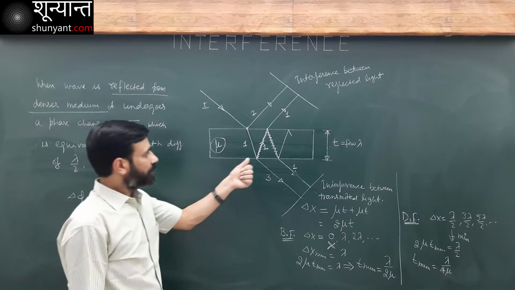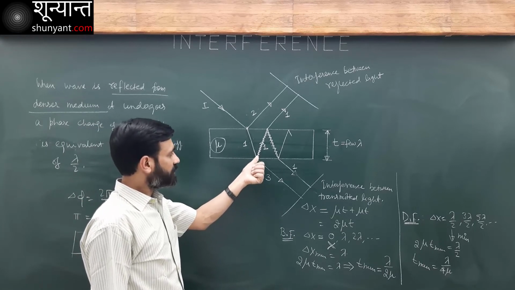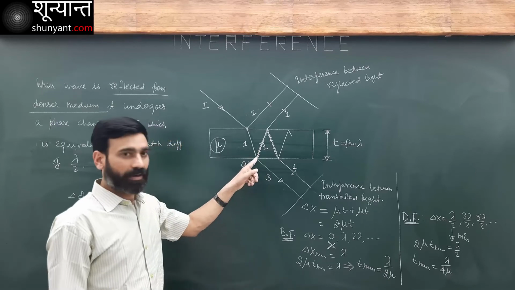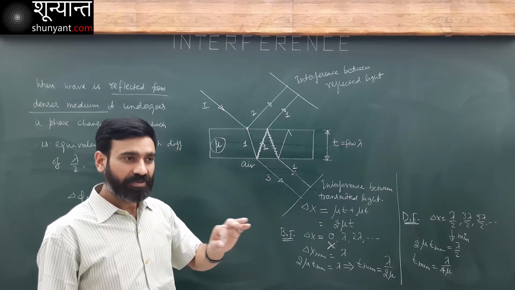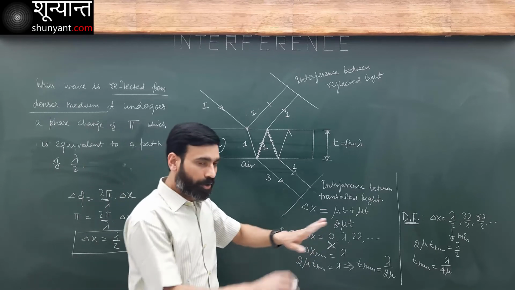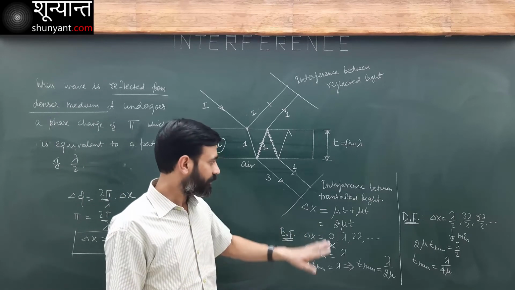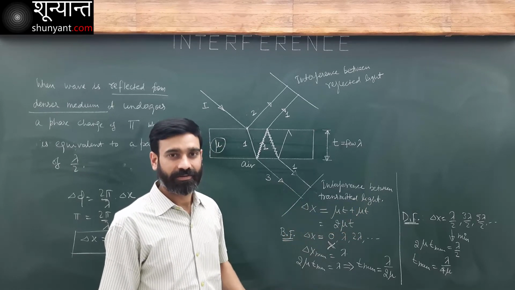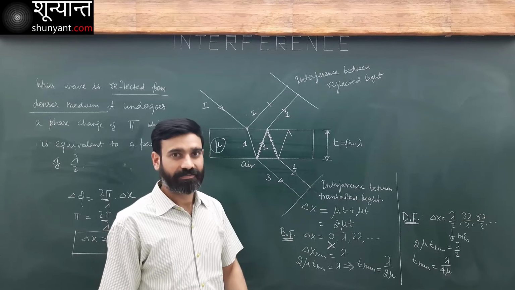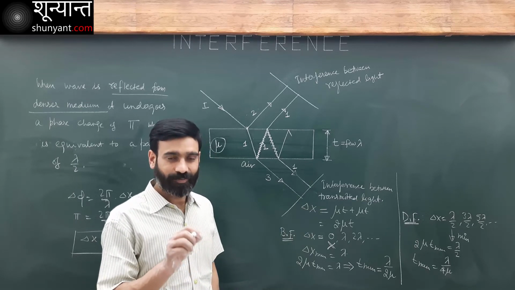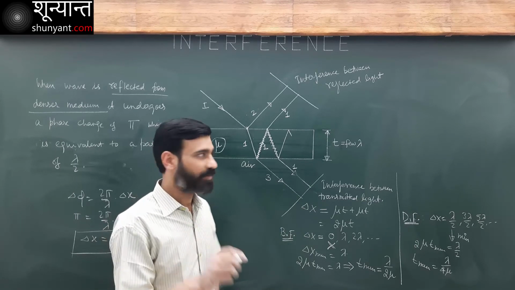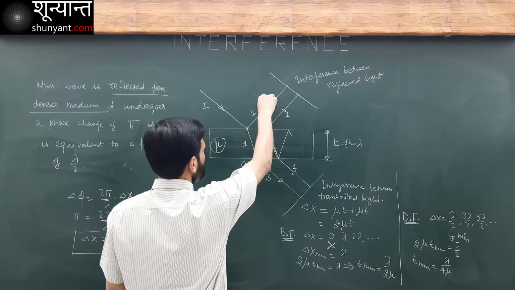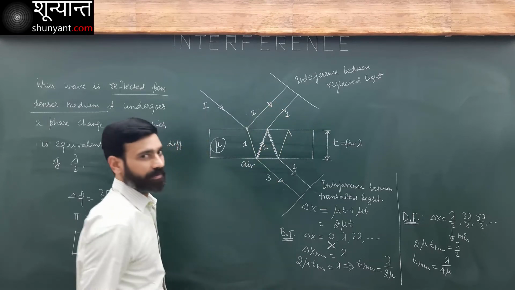Okay, this light is also reflected, but it is reflected from a rarer medium. This is air here. So this will not undergo any phase change. So we have simply written the normal condition for bright fringe and dark fringe, because there is no additional phase change. There is no additional path difference. Try to understand this. A very tricky point.